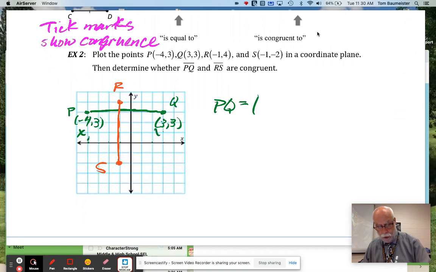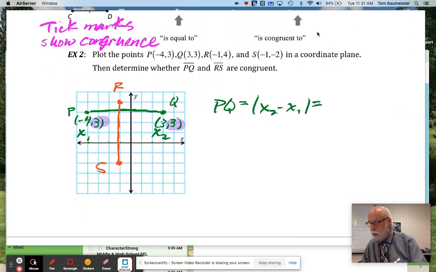X1. This one here is X2. Again, notice that the Y's stayed the same, so the only distance is going to be in the x direction. So we're going to again call that x2 minus x1.